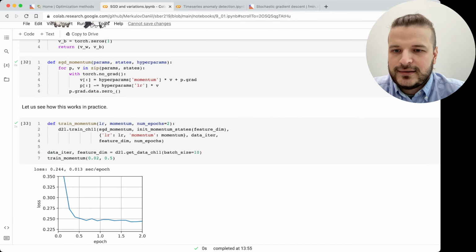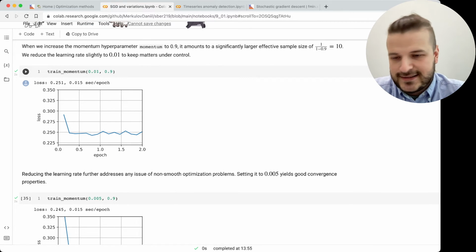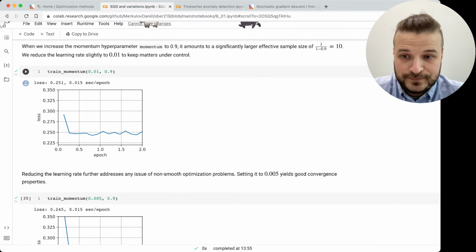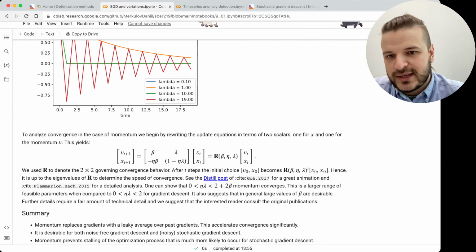And again, typically we use stochastic gradient descent with momentum. But that's the theoretical analysis, we'll skip it for now.